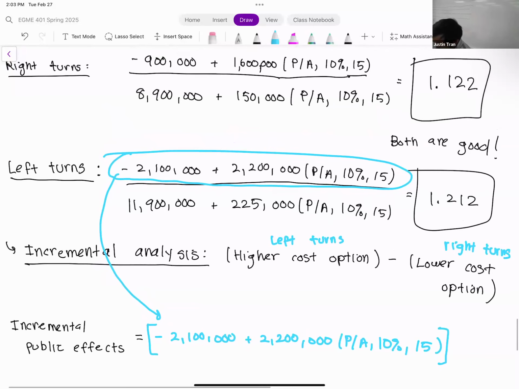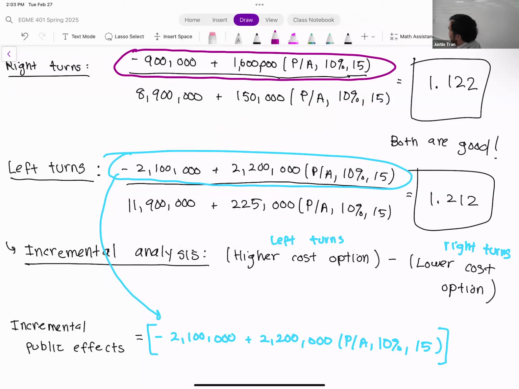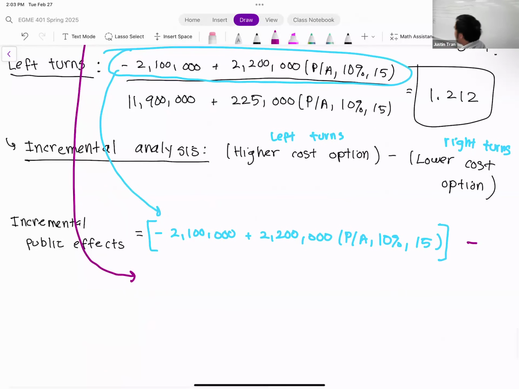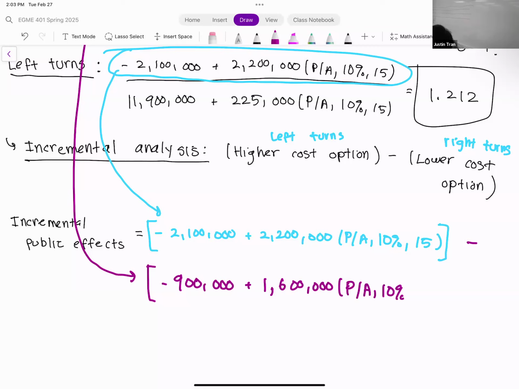Okay. And then if we come up here, we look at the numerator for the right turn lane, that's going to be the effects of the public from the lower cost option, right turn. Okay. So let's go ahead and bring that down here as well. But remember, because the right turn lanes is the lower cost option, we're going to add a minus sign there. Okay. So this is minus 900,000 plus 1.5 million, or excuse me, 1.6 million. P over A, 10%, 15.